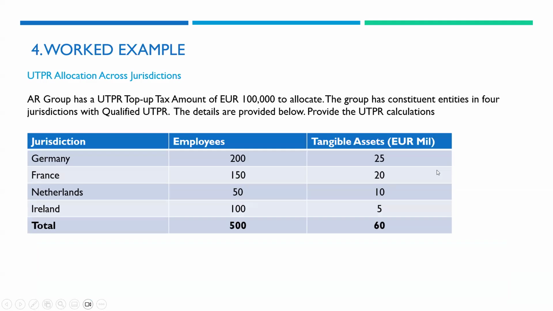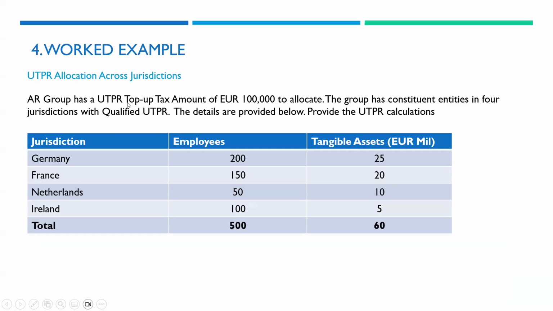Let's do an example to understand how this UTPR calculation works, because I have thrown a lot of formulas at you. So let's understand this question. We will do it together. Let's say AR Group has a UTPR top-up tax amount of EUR 100,000 to allocate.